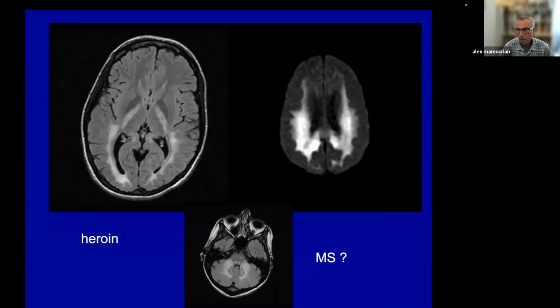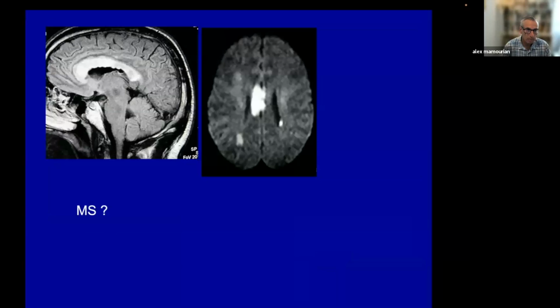We saw in one of the lectures previously bilateral hippocampal involvement in Dr. Mohan's talk, and so drug effect should be considered in your differential of white matter disease. And again, remember that other metabolic insults like hypoglycemia, hypoxia can also give you white matter involvement, but again, usually symmetric.